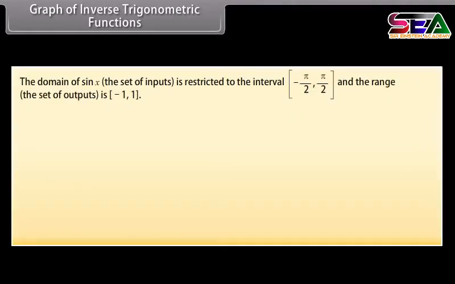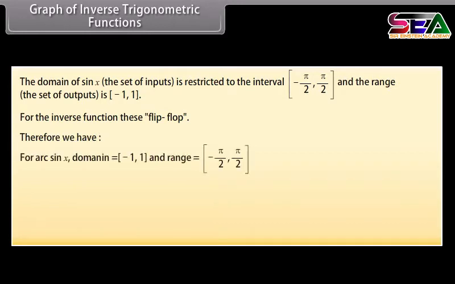The domain of sine x, that is, the set of inputs, is restricted to the interval minus pi by 2, pi by 2, and the range, that is, set of outputs, is -1, 1. For the inverse functions, these flip-flop. Therefore, we have for arc sine x, domain is equal to -1, 1 and range is equal to minus pi by 2, pi by 2.